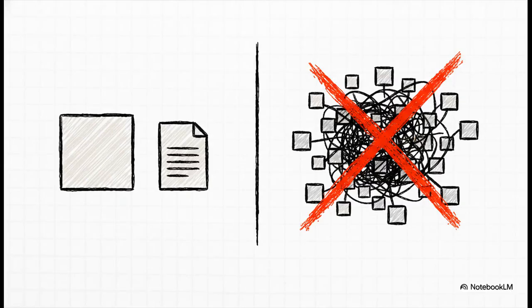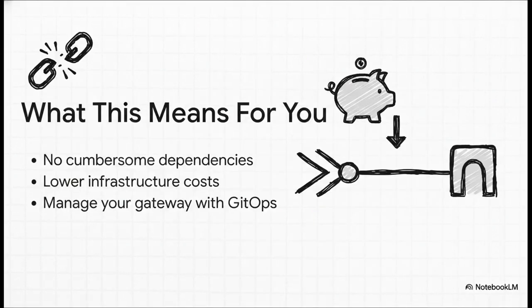Okay, now for that second pillar, simplicity. Seriously, in a world of complicated setups and endless dependencies, KrakenD is such a breath of fresh air. All you need to run the whole thing is one single file, a binary, and its configuration. That's it. That's the whole show. And this simplicity means huge real-world wins for you. You're not wrestling with dependencies, so your infrastructure costs just drop. And because the entire gateway is just defined in that one config file, you can manage it all with GitOps, which brings incredible consistency and reliability to your whole workflow.